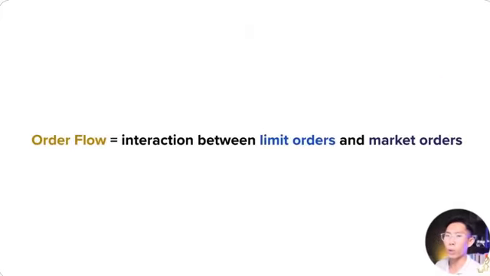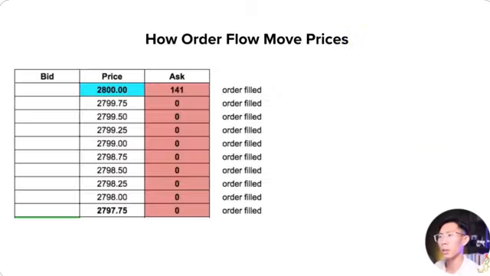So quite simply, when you look at order flow, if you think about it from a first-person perspective, or the underlying belief, order flow is essentially an interaction between your limit orders and your market orders, and this pretty much forms the liquidity that you see in the market.